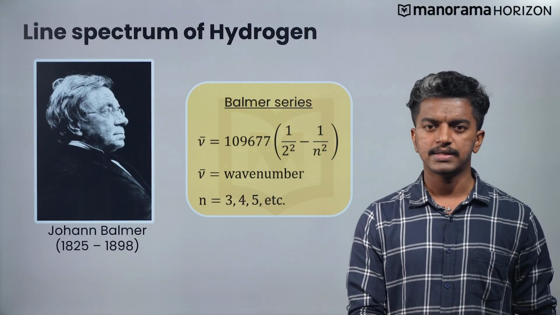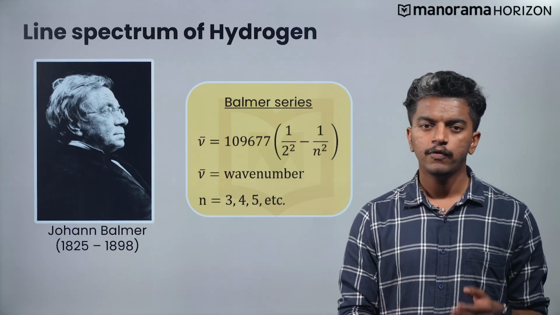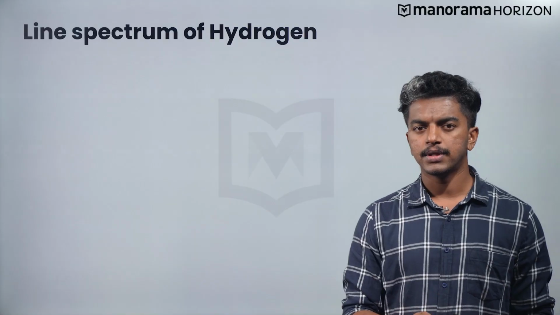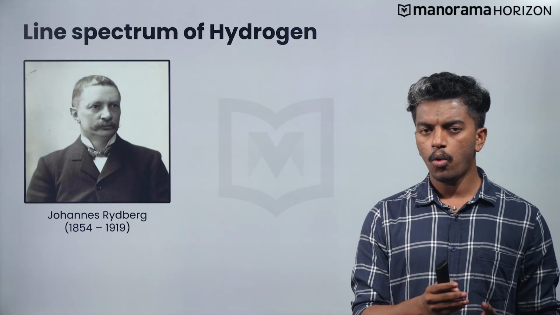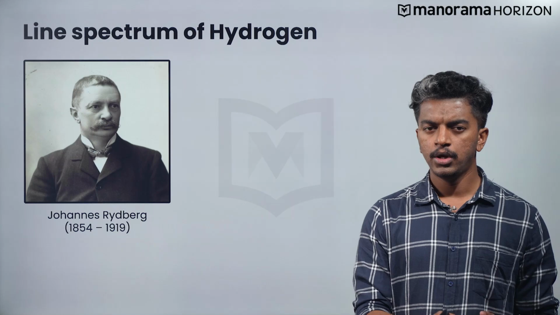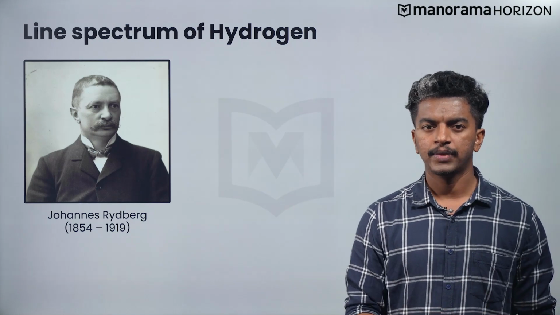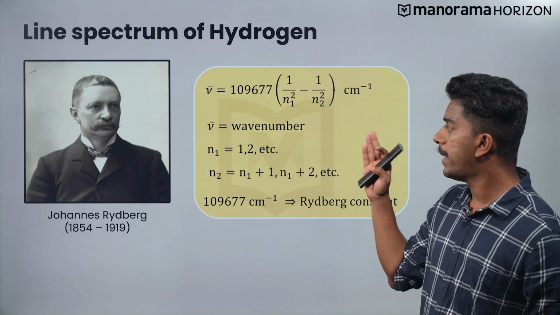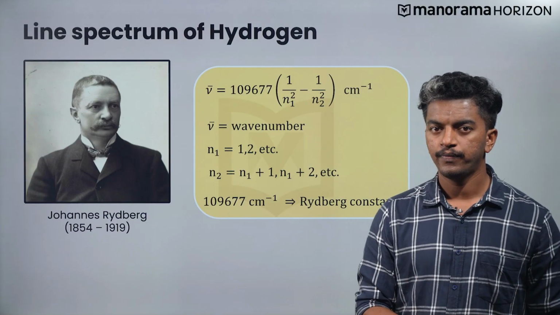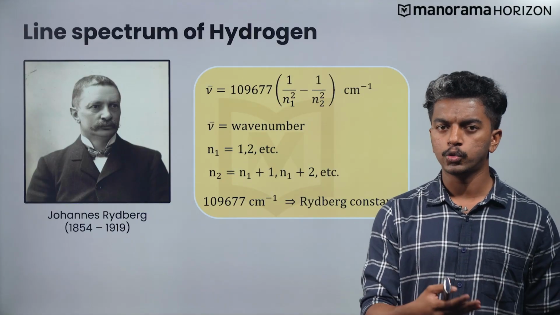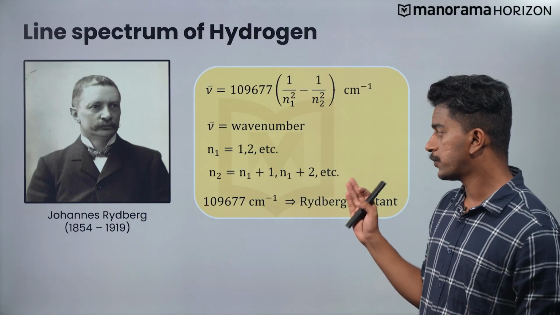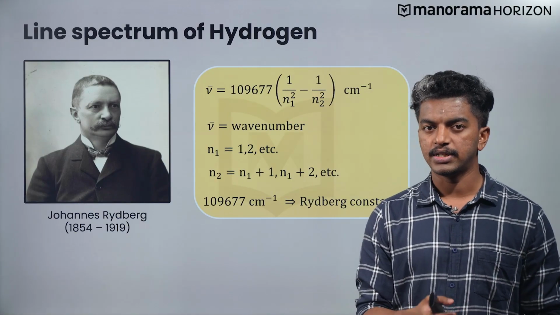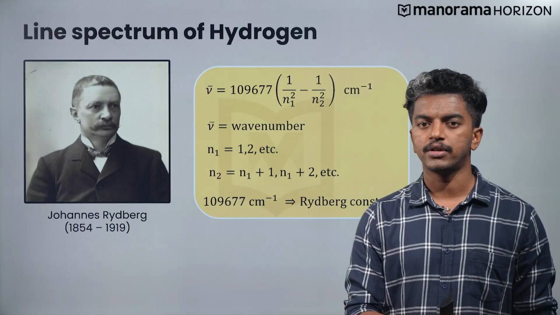The Balmer series of lines are the only lines in the hydrogen spectrum which appear in the visible region of the electromagnetic spectrum. Another Swedish spectrochemist named Johan Rydberg noted that all series of lines in the hydrogen spectrum could be described by another general formula. Wave number nu bar is equal to 109677 into (1/n1² − 1/n2²), where n1 is equal to 1, 2, etc. and n2 is equal to n1 plus 1, n1 plus 2, etc. The value 109677 centimeter inverse is called the Rydberg constant for hydrogen.